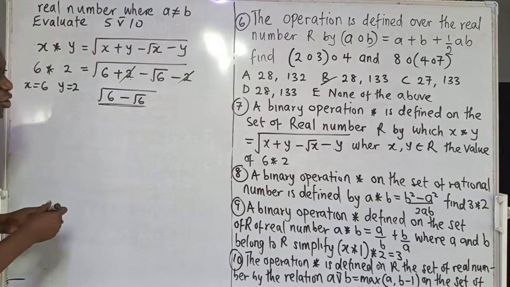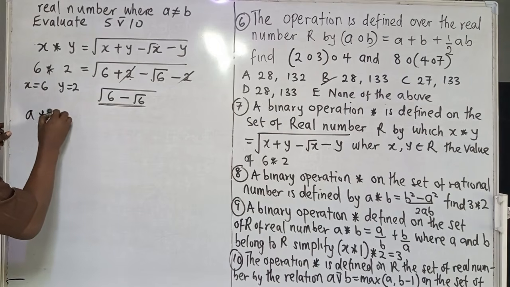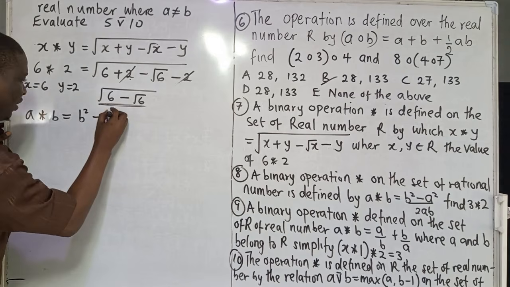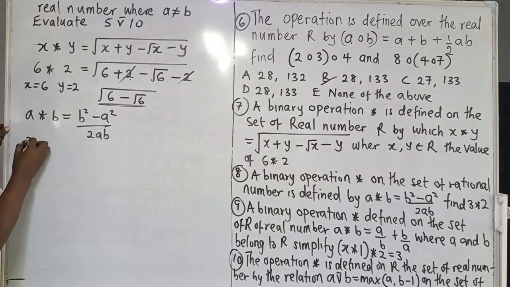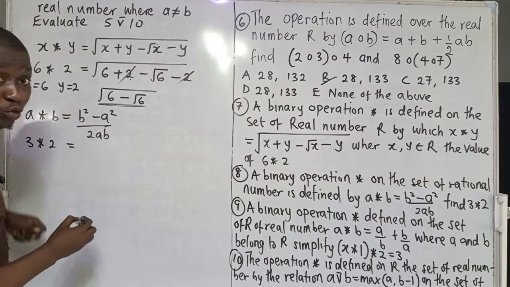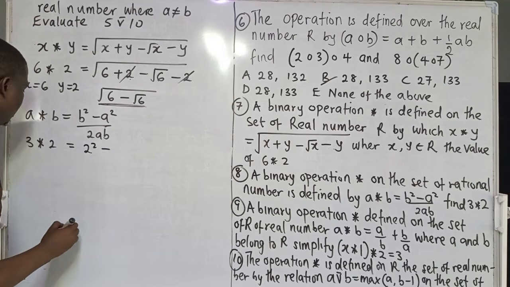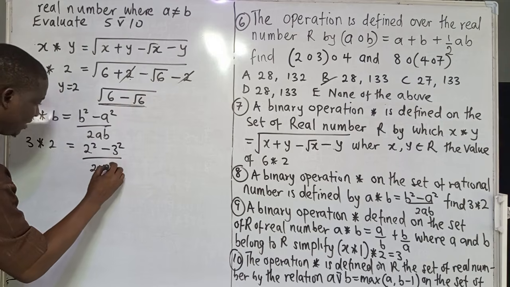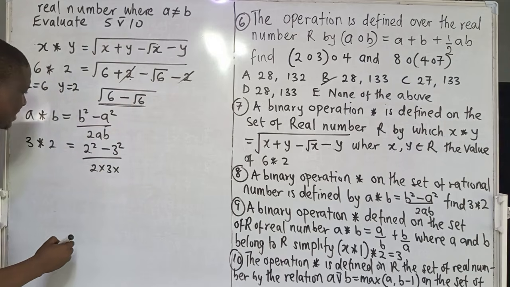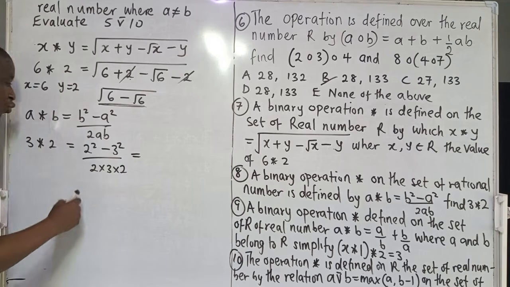Number 8 said what? A binary operation on the set of real numbers is defined as, for A operation B, A operation B equal to B squared minus A squared over 2AB. So find what? We are looking for 3 operation 2. So our A is 3, our B is what? 2. So what we're going to do now is B is now the 2 squared minus what? 3 squared all over what? 2 times what? A is what? 3. A is 3, yes. Then B is 2. So B is this one. That's why I put 2 squared.